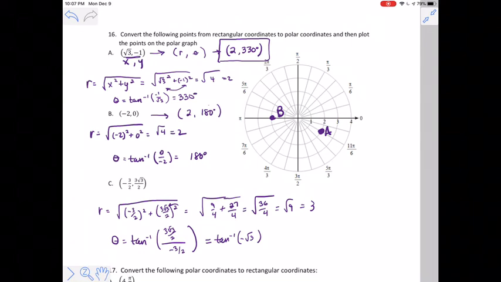If we do that on a calculator, it's negative 60. But considering where this is, negative 3/2, comma 3/2, that's in quadrant 2. So calculator tells us negative 60, but that's just a reference angle for 120 degrees in the second quadrant. So we're going to use 120 degrees for theta.